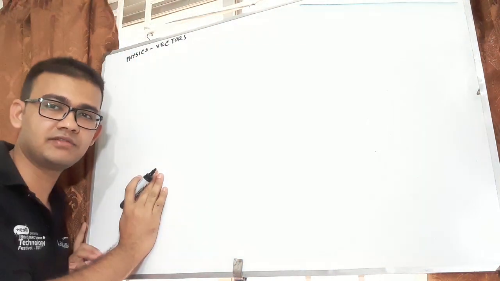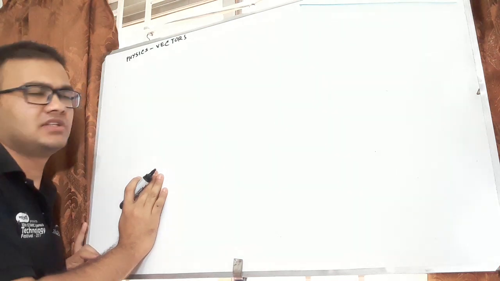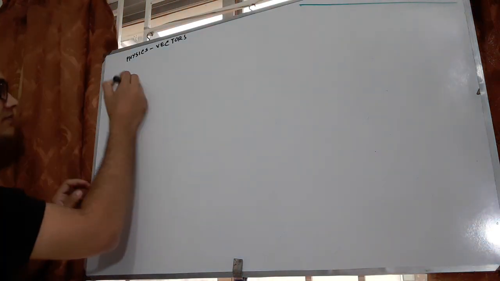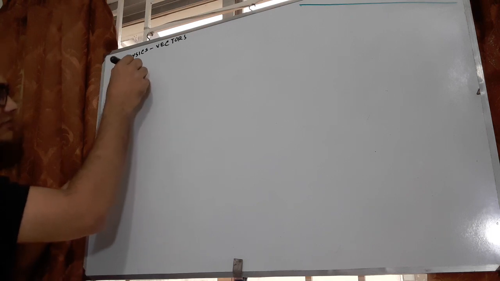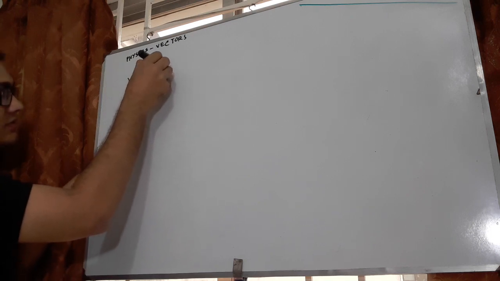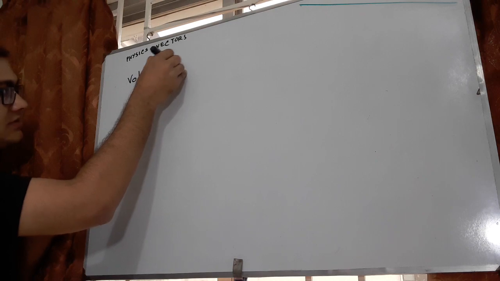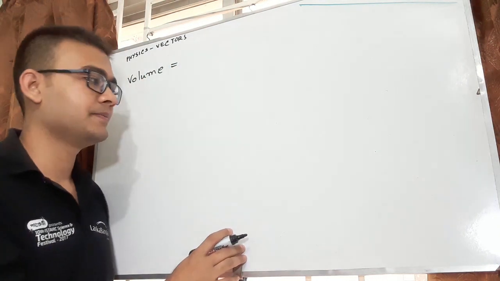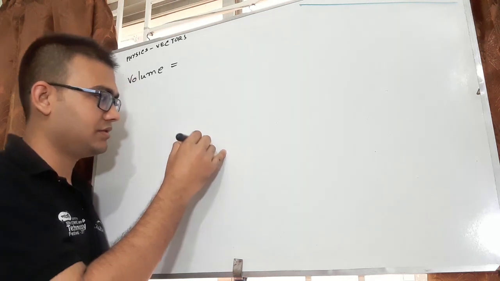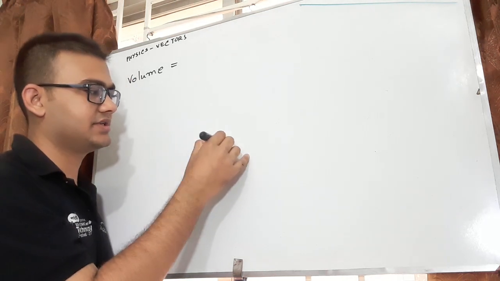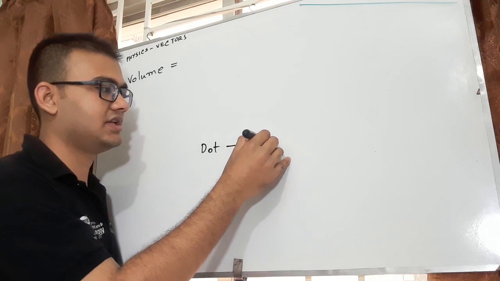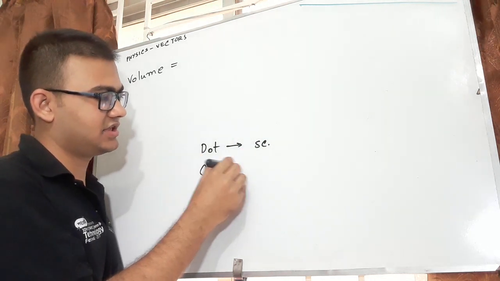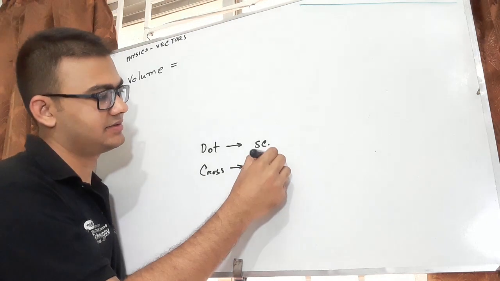Or if the volume is not 0, let's try to figure out what the volume will be. You know that volume is a scalar quantity. So you might be thinking, how do I get a scalar quantity? Dot gives me a scalar quantity and cross gives me a vector quantity.